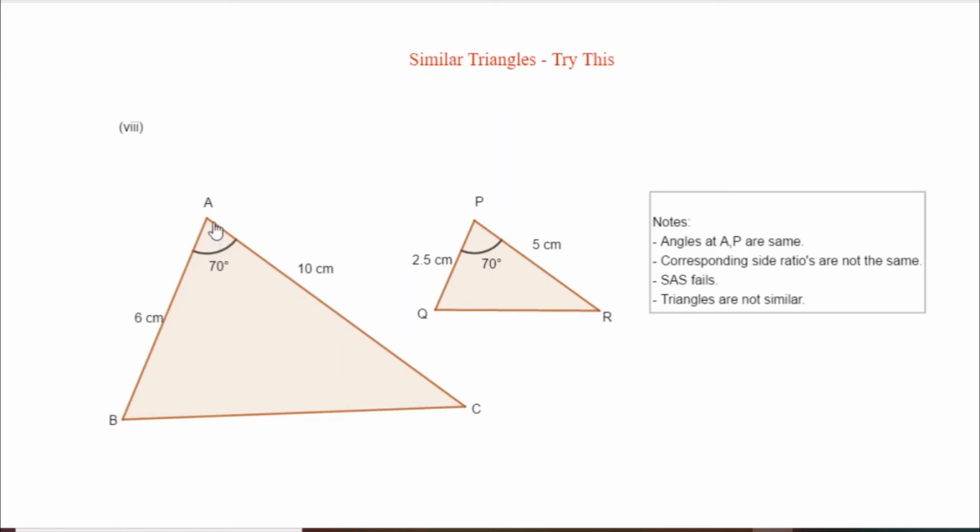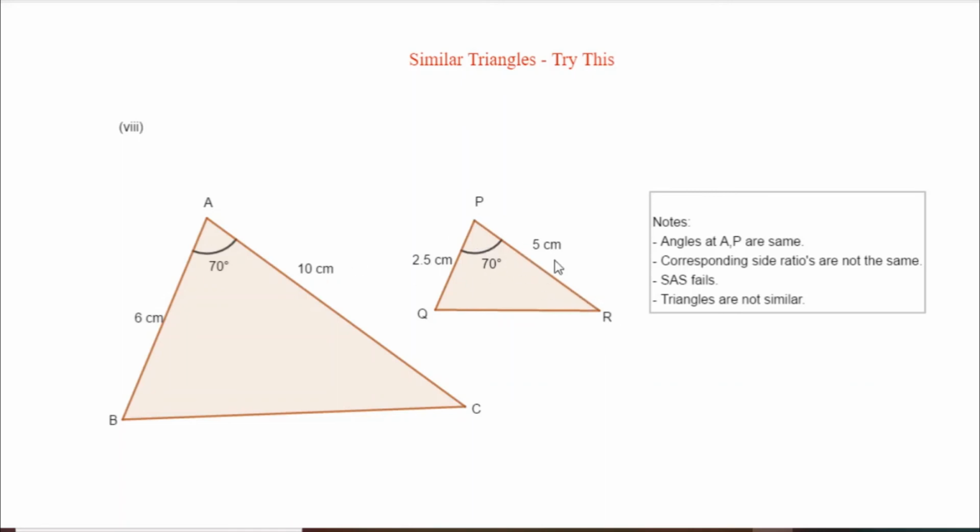So if you take the ratio of the corresponding sides adjoining this angle, which is 70 degrees in both the triangles, the corresponding side AB, which is the shortest side in triangle ABC, corresponds to side PQ, which is again the shortest side when comparing two of its sides in triangle PQR. So 6 by 2.5 is one ratio and the other ratio is the longest side in triangle ABC, 10 centimeters, and the longest side in triangle PQR, 5 centimeters.